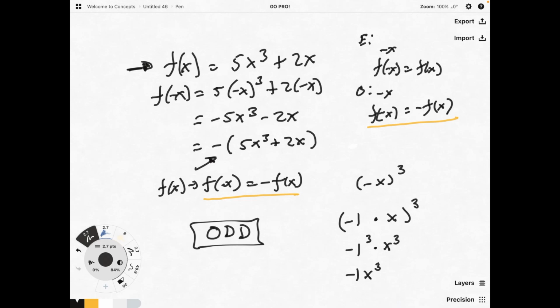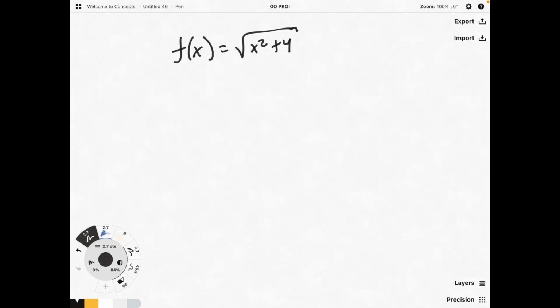Okay, let's look at another example. Looking at our next problem, we have the function f of x equals the square root of x squared plus 4. And the question asks us to determine if this is an even or an odd function.